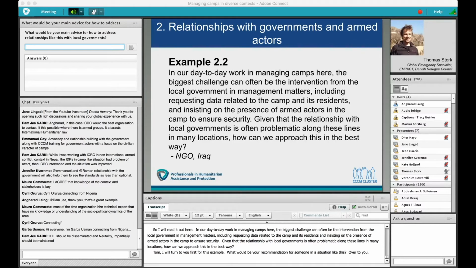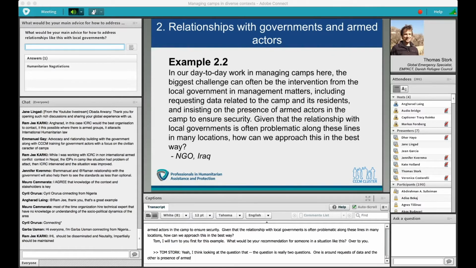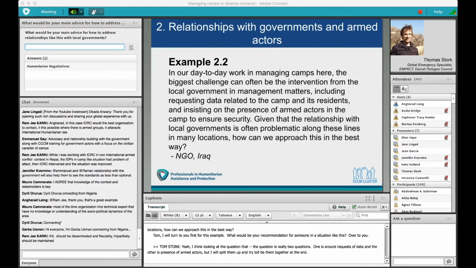Yeah, I think looking at the question, the question really is two questions. One is around requests of data, and the other is the presence of armed actors. So I will split them up, and then I will tie them together at the end. For the request of data, this is something that we have, I am sure, all faced. I don't think there is a context where requests from local authorities for data have not occurred.